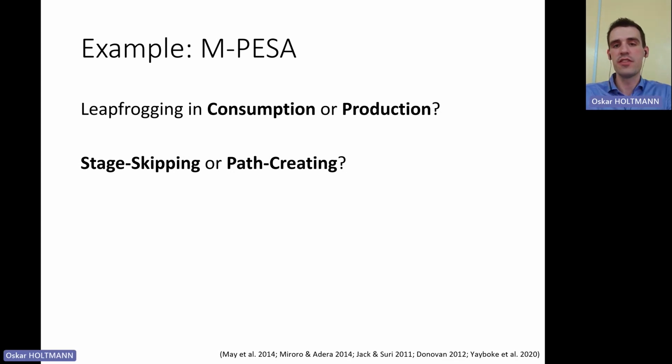With those different views on the question of whether it's leapfrogging consumption or production, you can also see that there's a difference whether you would assign stage skipping leapfrogging or path creating leapfrogging to it. With the consumption, mobile phones, I've said it briefly before, is a perfect example of leapfrogging in consumption as a stage skipping process. So the landlines were skipped. In production, when you look at M-Pesa as a service, then you can see the aspect of path creating leapfrogging, since it fulfilled the function of, or at least partly, the functions of a mobile banking system, but used a new technology for it. So that would be path creating in this way.